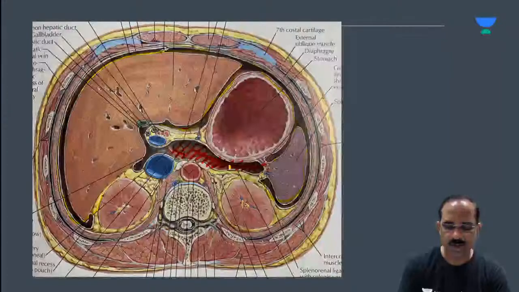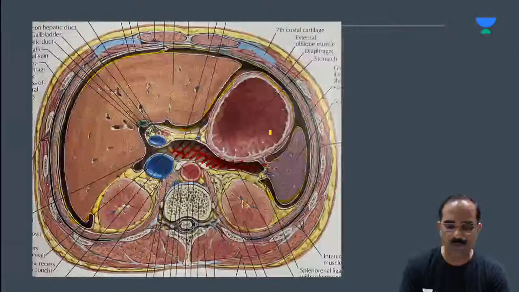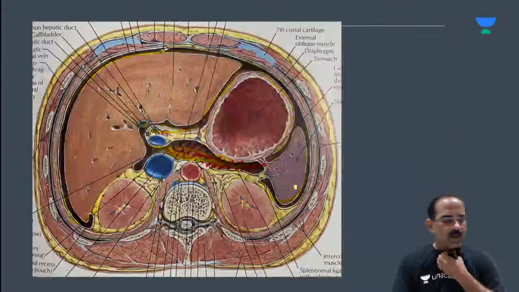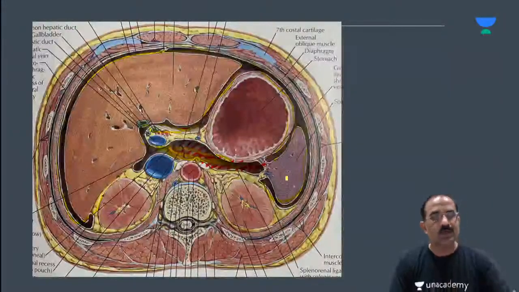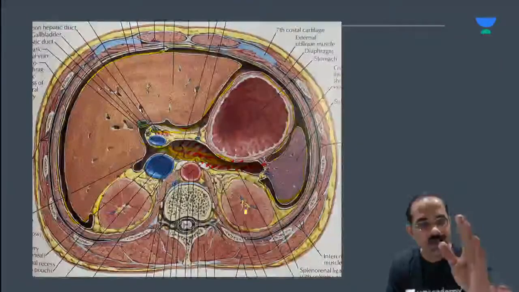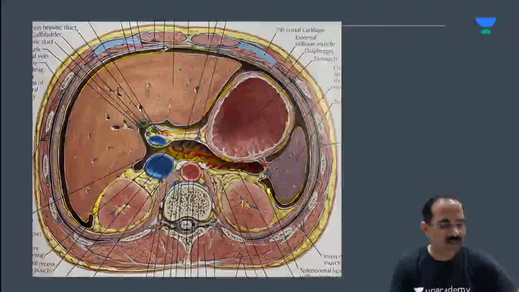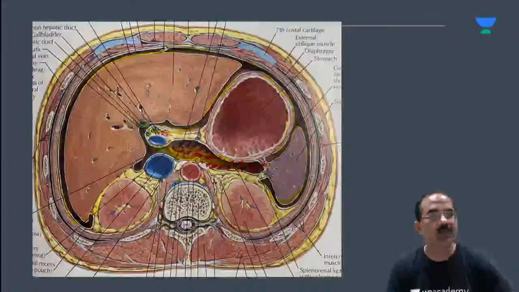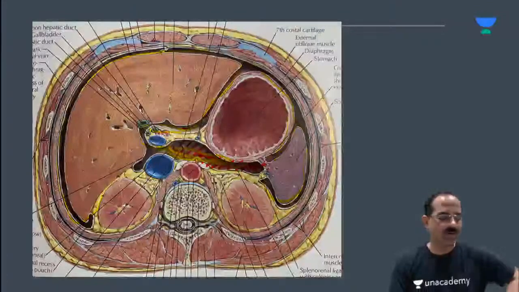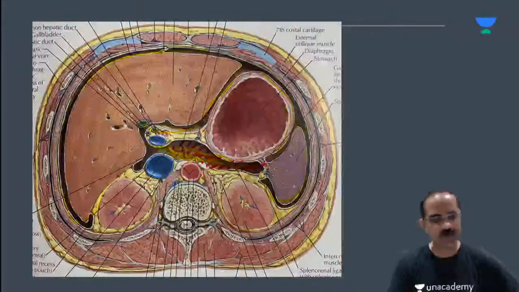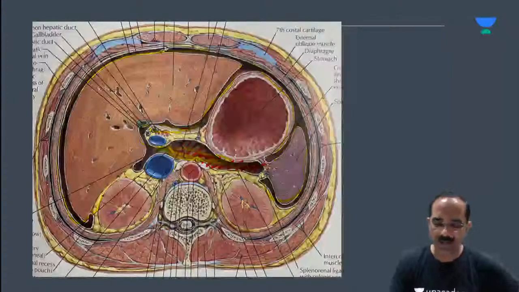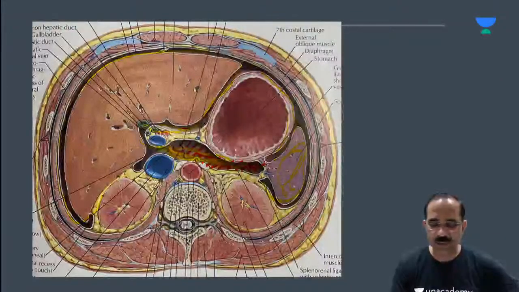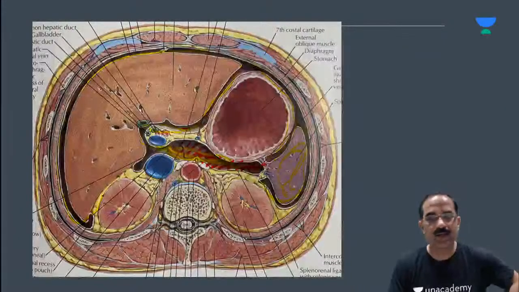So from the greater sac, you pass through the epiploic foramen into the lesser sac. Tell me one thing, spleen projects into which part of the peritoneal cavity? Students, look at the slide, you can quickly answer this. Anyone? Excellent, very good. It projects into the greater sac. ये देखिए. The spleen projects into the greater sac.